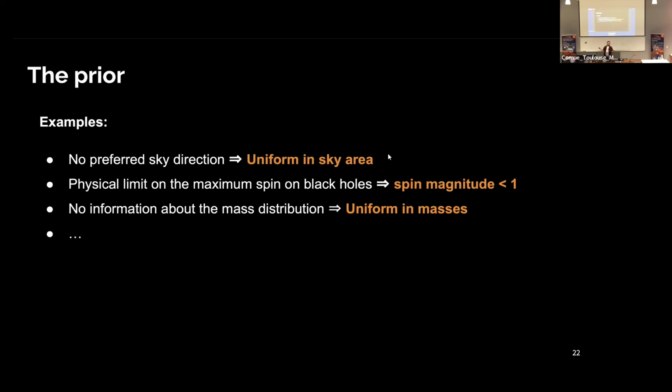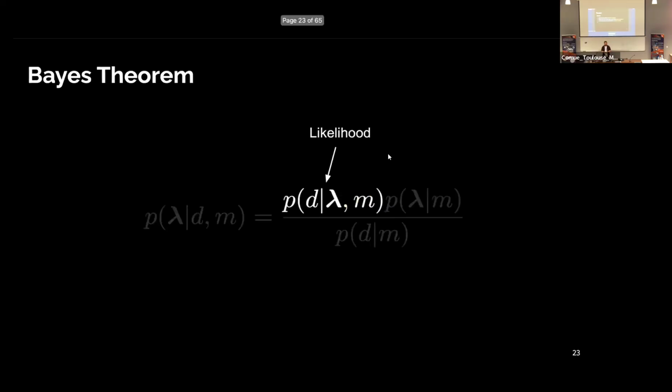And if we have no information of the mass distribution, then we can assume a uniform distribution of masses and say that black holes of mass 100 are as equally likely as a black hole of mass 10, because we don't have any other information to combat that. These are all choices that you are free to choose. It could be anything you want it to be.